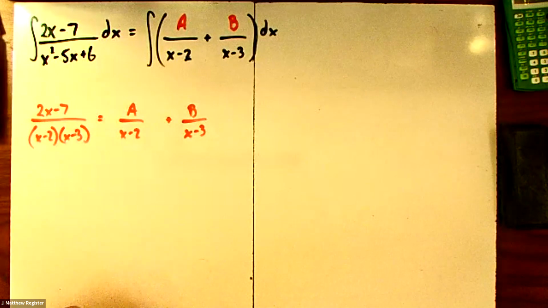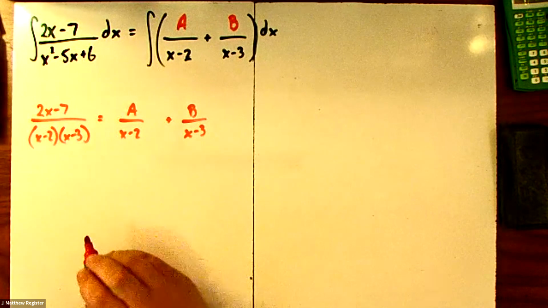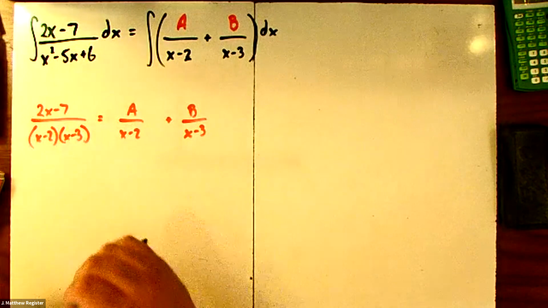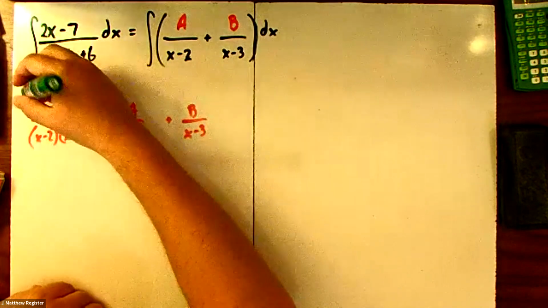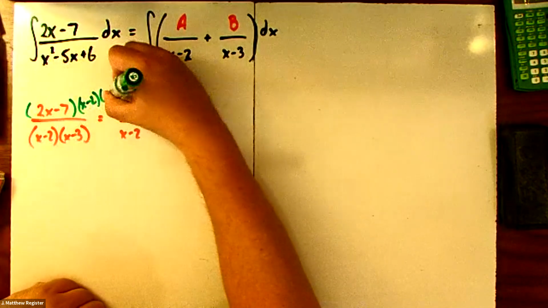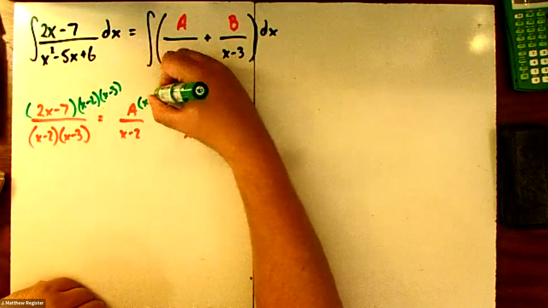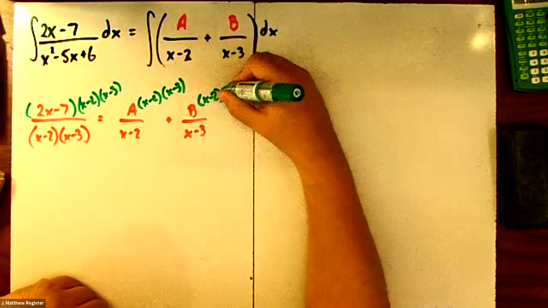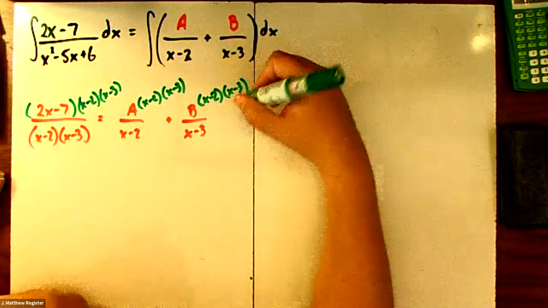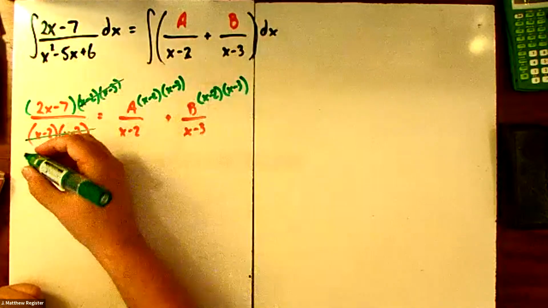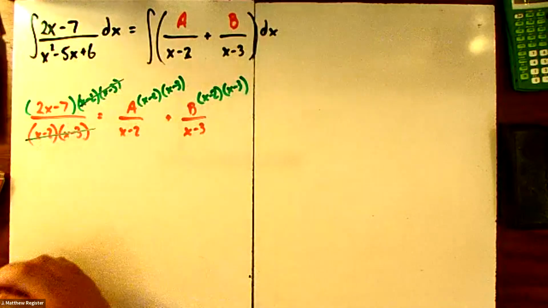If we multiply everything by the common denominator, then we'll get rid of all of our denominators. And so our common denominator in this case is going to be x minus 2 times x minus 3. And so we're going to multiply everything by x minus 2, x minus 3. On the left side, it all cancels. We're left with 2x minus 7.